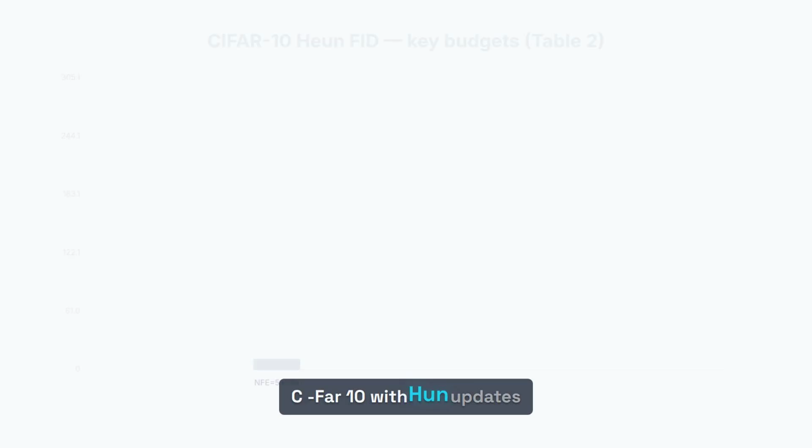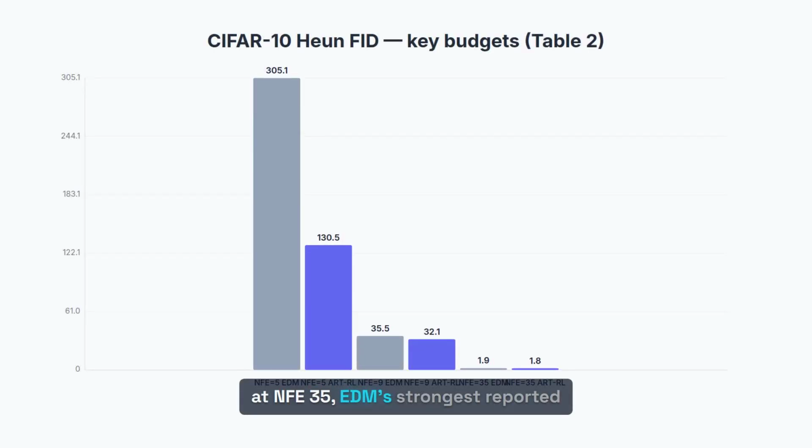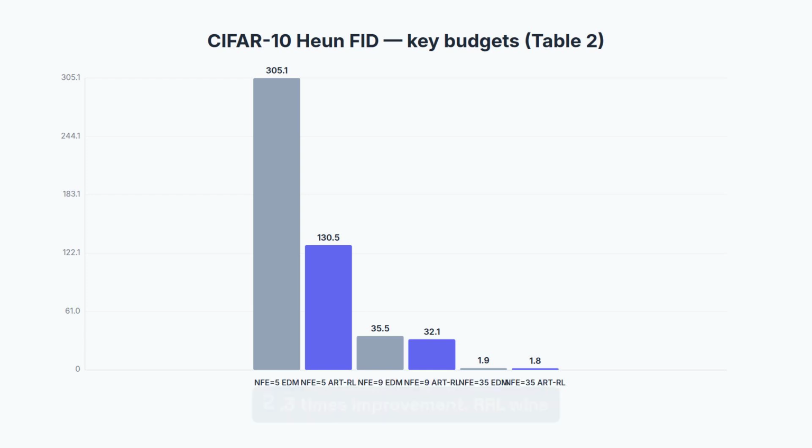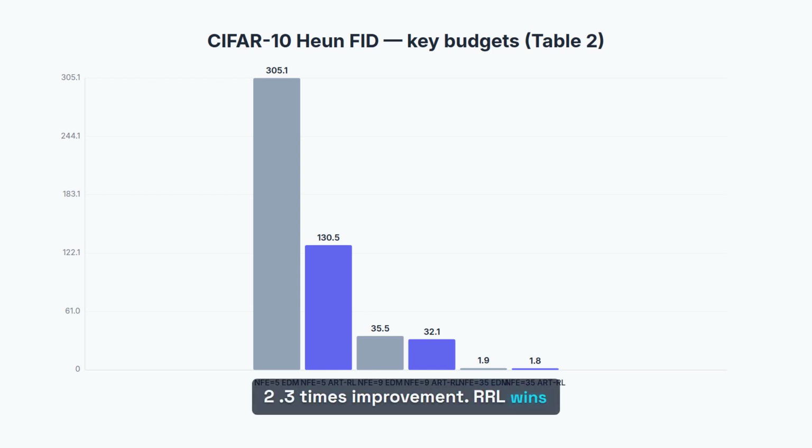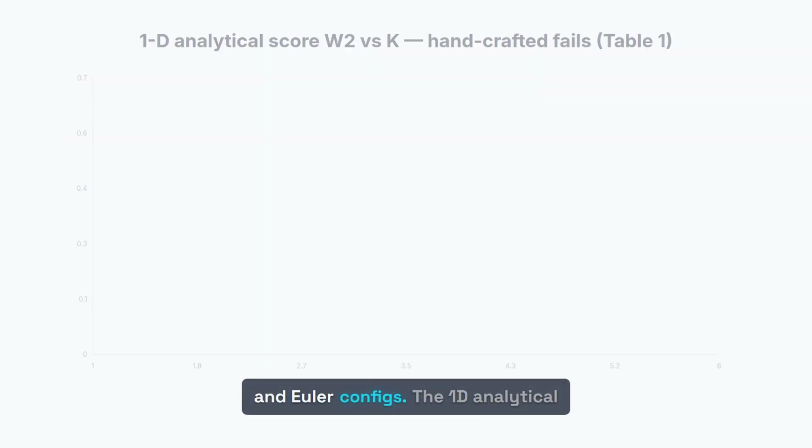On CIFAR10 with Heun updates at NFE 35, EDM's strongest reported configuration, ART-RL achieves FID 1.82 versus EDM 1.85. 3 matched 50,000 sample runs confirm robustness, ART-RL 1.82, 1.79, 1.82 versus EDM 1.85, 1.83, 1.85. At low budgets, the gap widens dramatically. At NFE 5, ART-RL hits FID 130 versus EDM 305, a 2.3 times improvement. ART-RL wins every NFE column in both Heun and Euler configs.